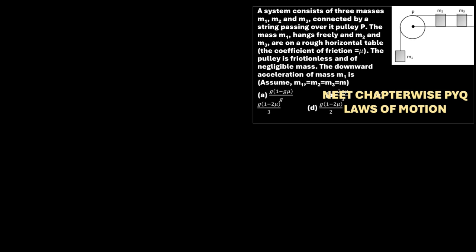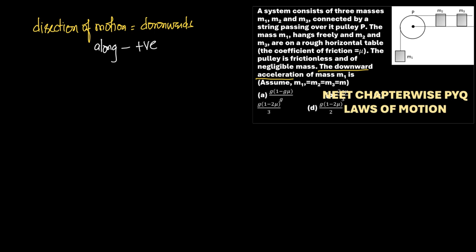So the first thing is to identify the direction of motion. The direction of motion here is downwards, right? The downward acceleration is being asked. So the direction of motion is downwards. What will be the way to choose the sign convention? Along the direction of motion, we'll choose it as positive, and against the direction of motion, we'll choose that as negative.